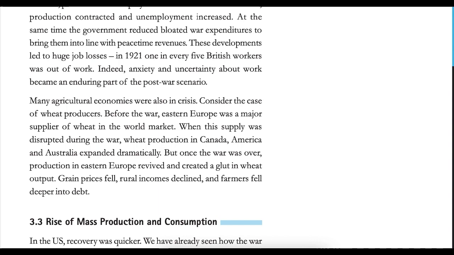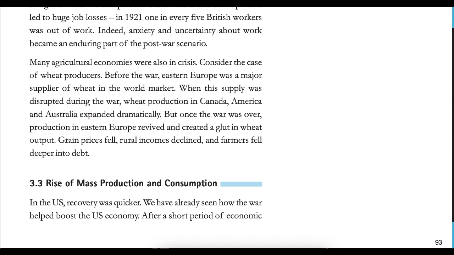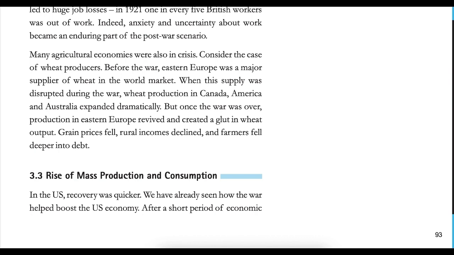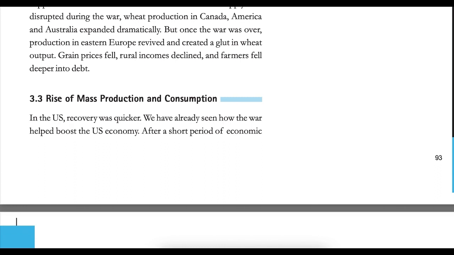Many agricultural economies were also in crisis. Consider the case of wheat producers. Before the war, Eastern Europe was a major supplier of wheat in the world market. When the supply was disrupted during the war, wheat production in Canada, America, and Australia expanded dramatically. But once the war was over, production in Eastern Europe revived and created a glut in wheat output. Grain prices fell, rural incomes declined, and farmers fell deeper into debt.